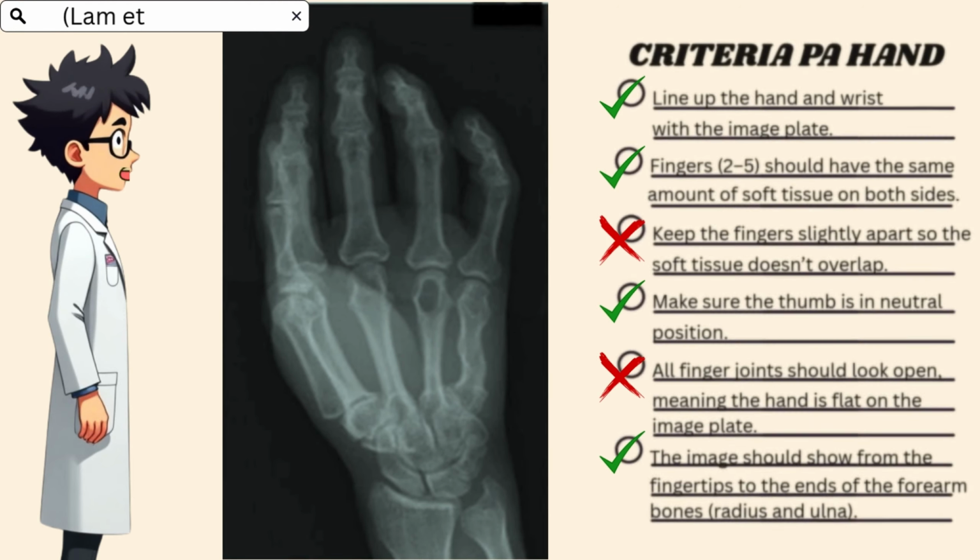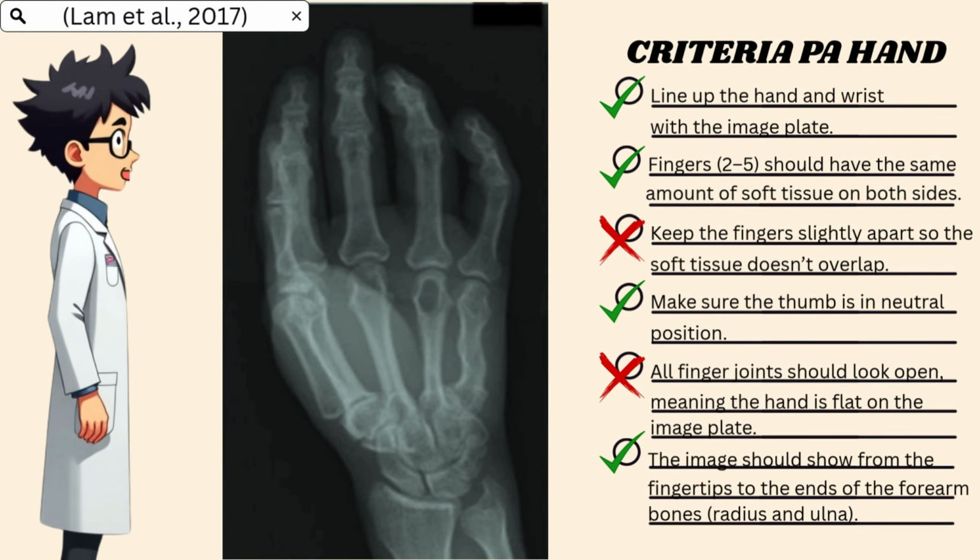In this image, neither the third nor the fifth positioning criteria are properly achieved. The thumbs are positioned too close together, causing the soft tissues between them to overlap. This can make it difficult to detect minor fractures or soft tissue abnormalities. Additionally, the MCP and interphalangeal joints are not well visualized, indicating that the hand was not completely flat on the image receptor. This results in closed joint spaces and potential distortion of the finger lengths.